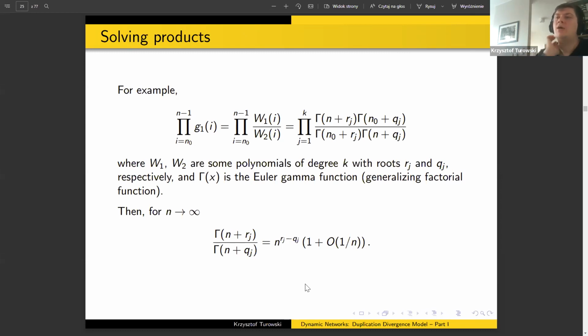And here, what was left is to just peruse some old algebraic textbooks and find asymptotic properties of the gamma function, especially if we divide, for n going to infinity, two gamma functions with n in it. Then we can find that its asymptotics is proportional to n to the power of the difference between these values, with some smaller factor. Okay, so the first step is done.